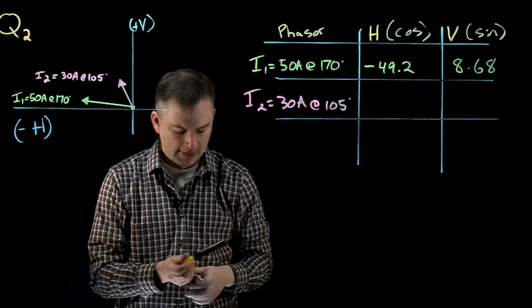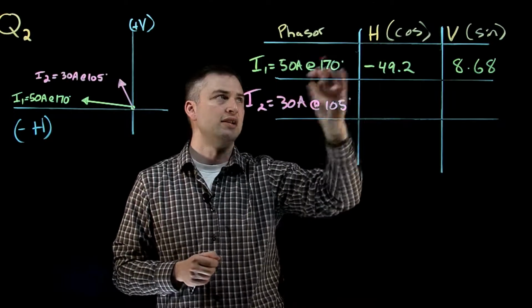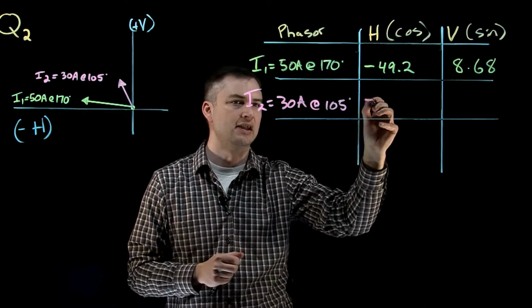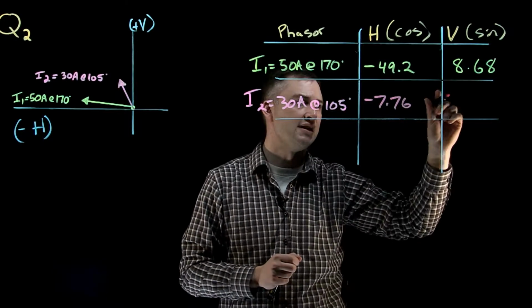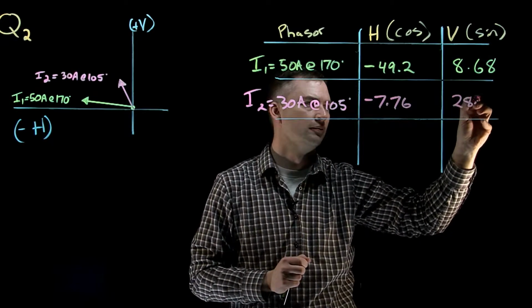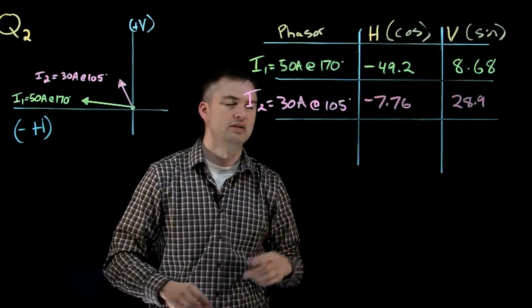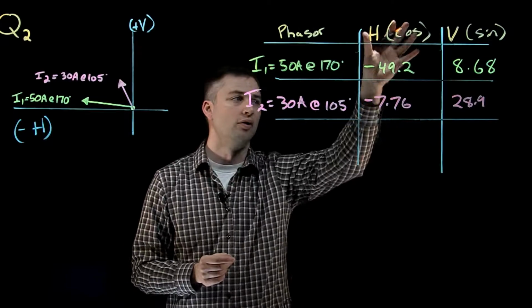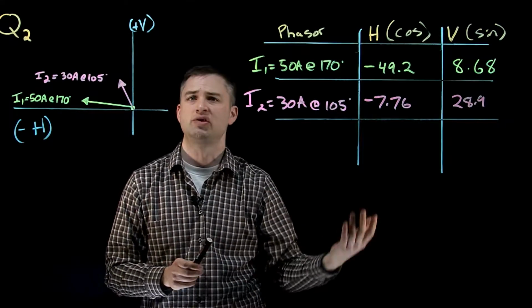Moving to part 2, I2, which is 30 amps at 105. So 30 times the cos of 105, and I got negative 7.76. And times the sine, we get 28.9. Perfect. At this point, all we really got to do is add up our horizontals and our verticals, and solve for the new length as well as the angle.